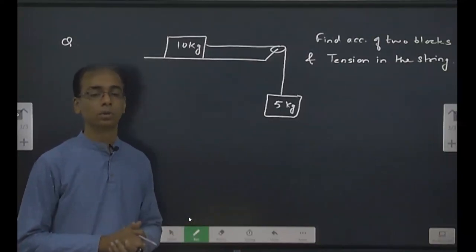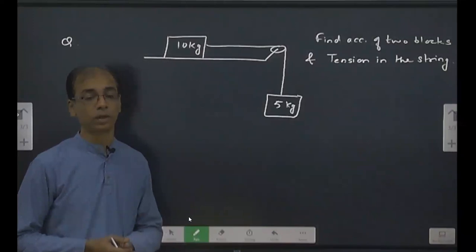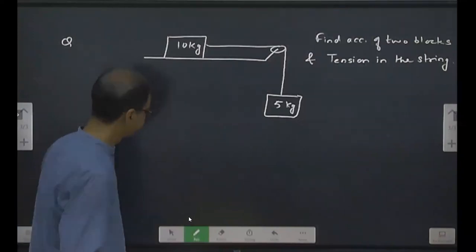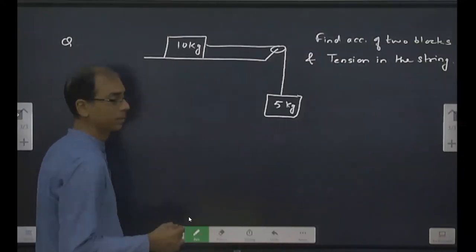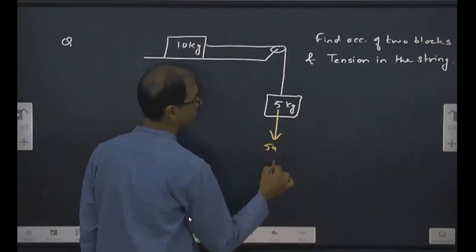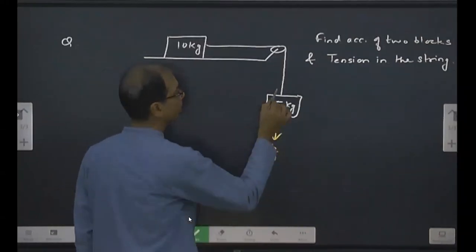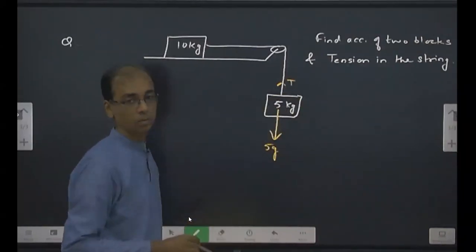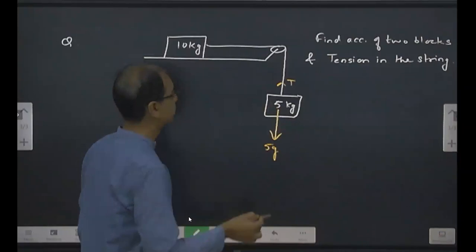Then what to do? Then we have to solve it with equations. We learned how to write equations, so we have to solve it with equations only. Okay. Let's see then. Weight of this 5g. Tension is here. Now this can move downwards, so its acceleration is A.